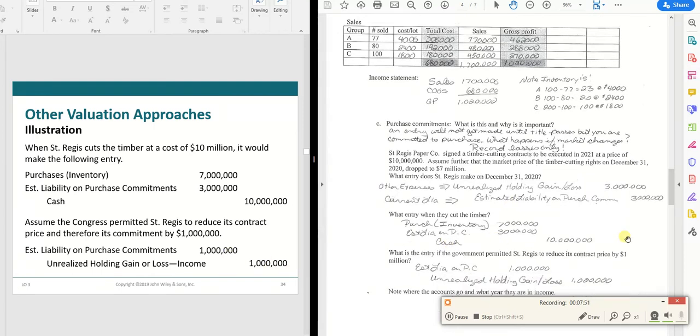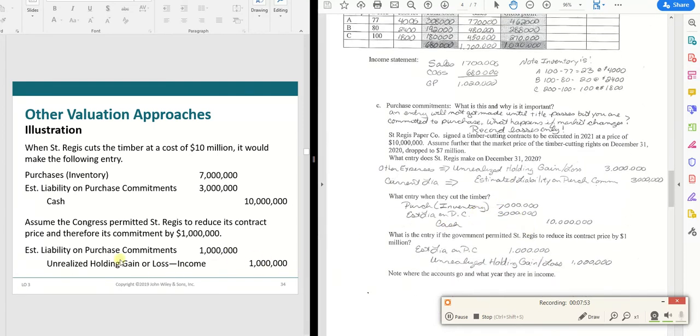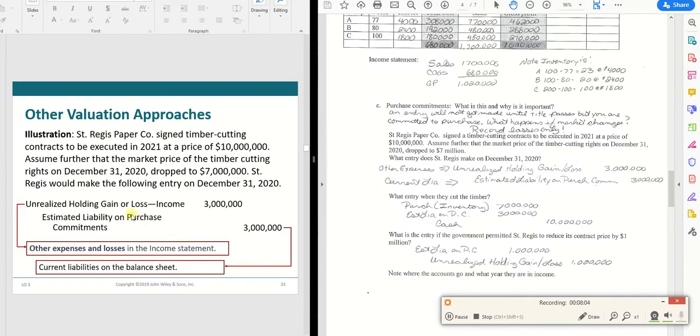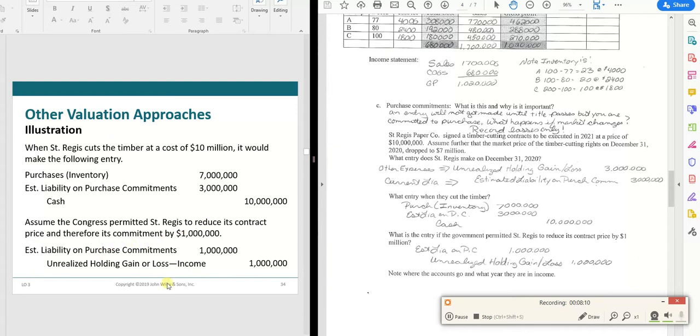So when they cut the timber, this is what happens. So then, now assume Congress permits St. Regis to reduce its contract price and therefore its commitment by $1 million. So I just go back to this entry and I flip it for the $1 million that I'm no longer committed to buy, or that I don't have to pay anymore. So I just flip it for the $1 million. Okay? And we already talked about that. Where do they go? Other expenses and current liabilities.